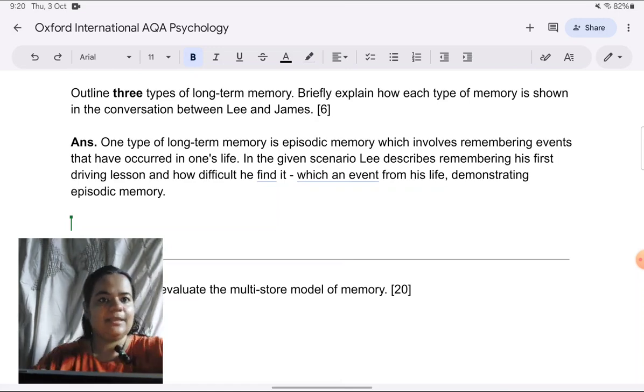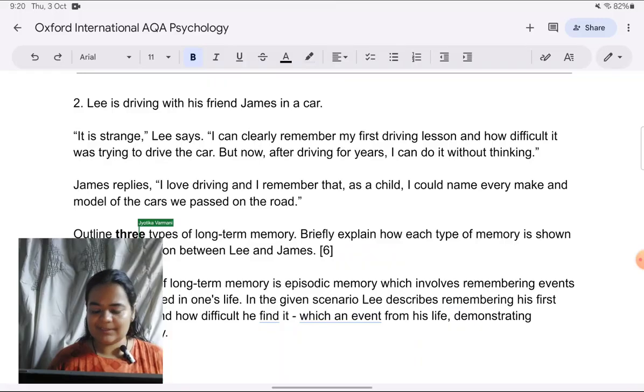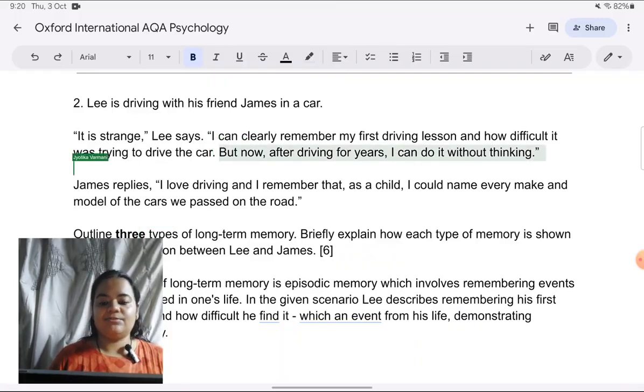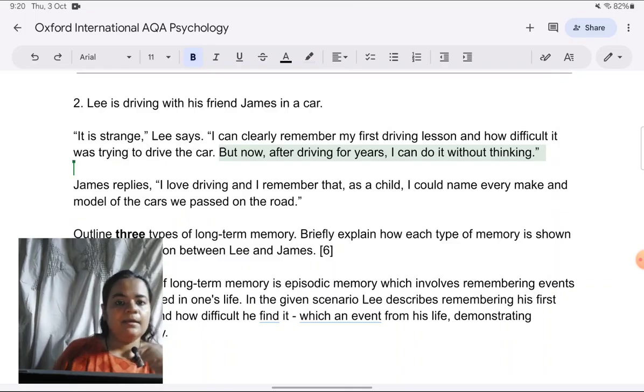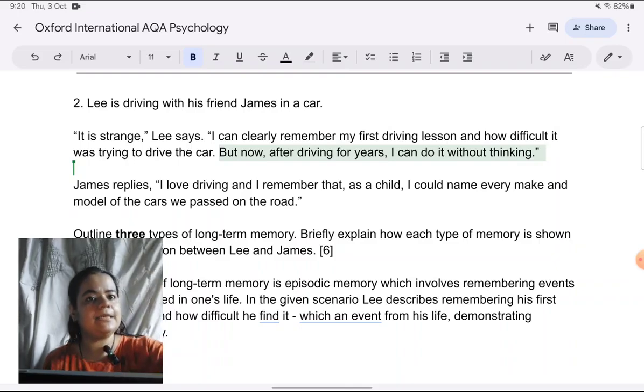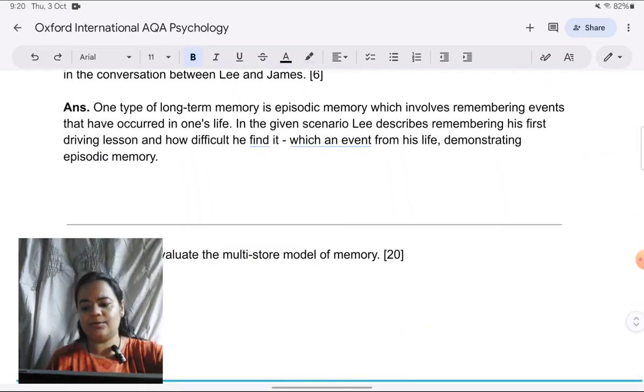Next, if we look at the scenario again, Lee also mentions, in his quotation, "Now after driving for years, I can do it without thinking." We have learned that one type of long-term memory is procedural memory, in which we learn to perform some procedure. Usually they are motor procedures, like how to drive a car or how to ride a bicycle. With enough practice and rehearsal, we are able to perform those actions without having to think about them. They become automatized. So when Lee says that now he's able to drive without thinking, that is indicative of procedural memory. So next we can talk about that.